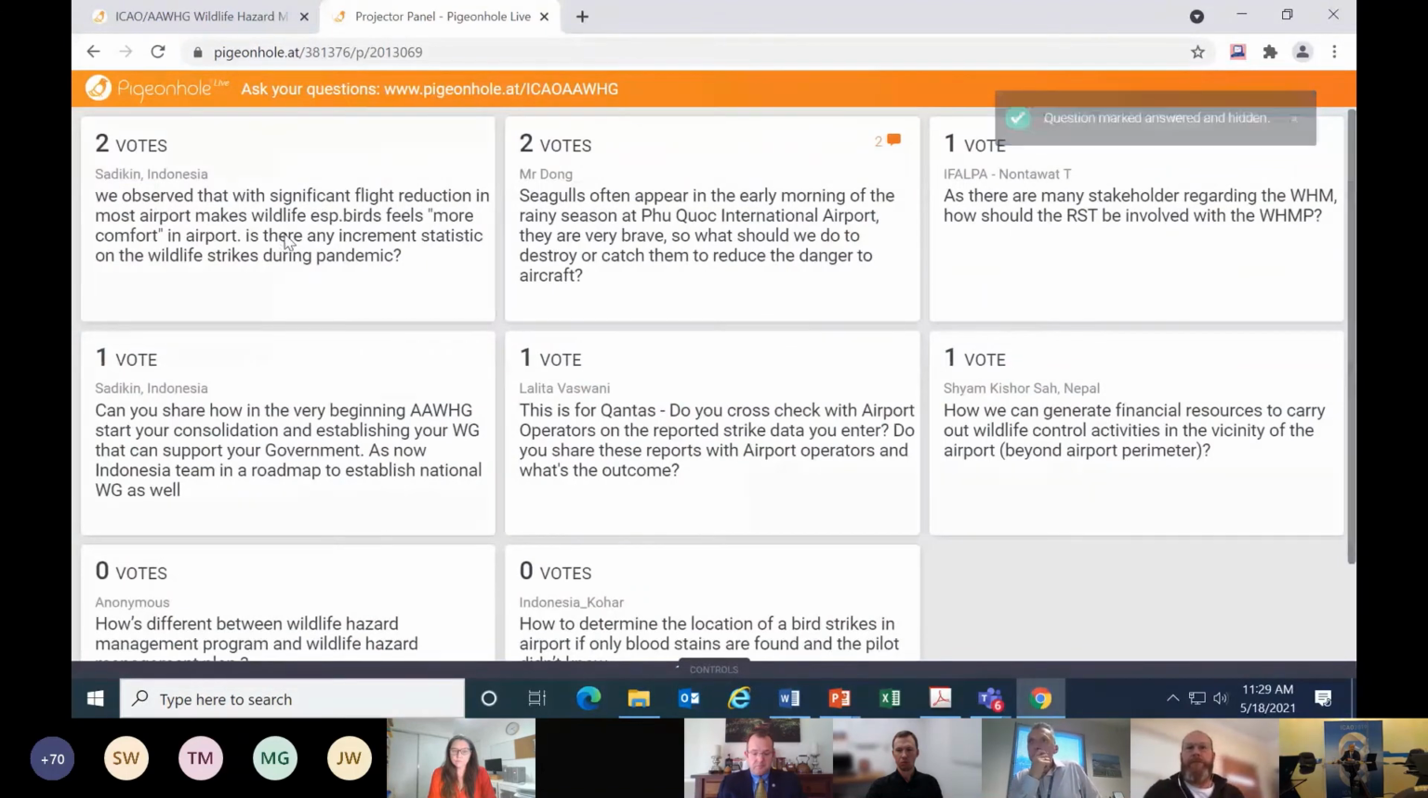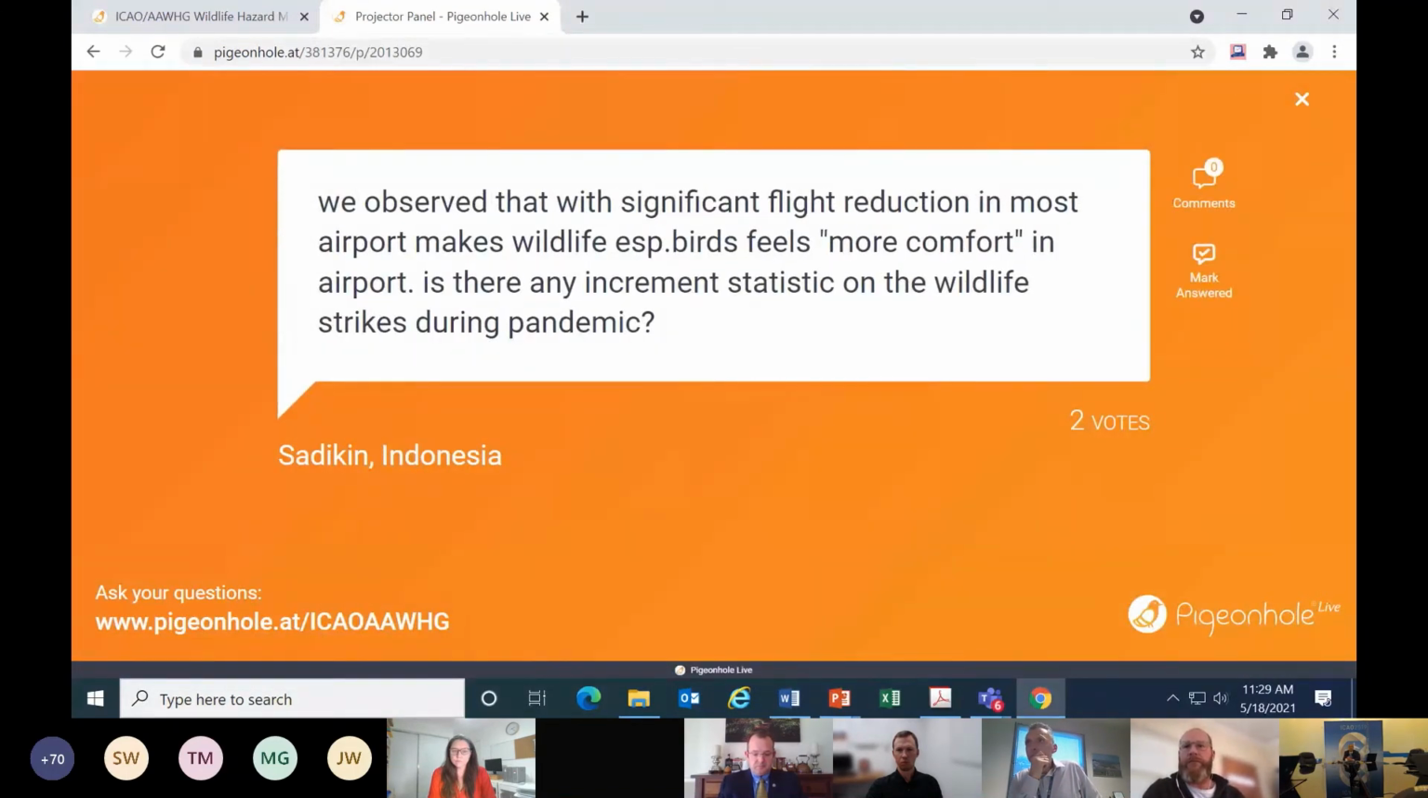So next, this is from Indonesia, Sadikin. We observed that with significant flight reduction in most airports, I think this is very similar to what we had in question number 1. If anybody would like to supplement the answer provided by Tony, maybe you can add here. Otherwise, we can skip this question because the answer has been already given in the previous question. Is that okay? Okay, thank you.